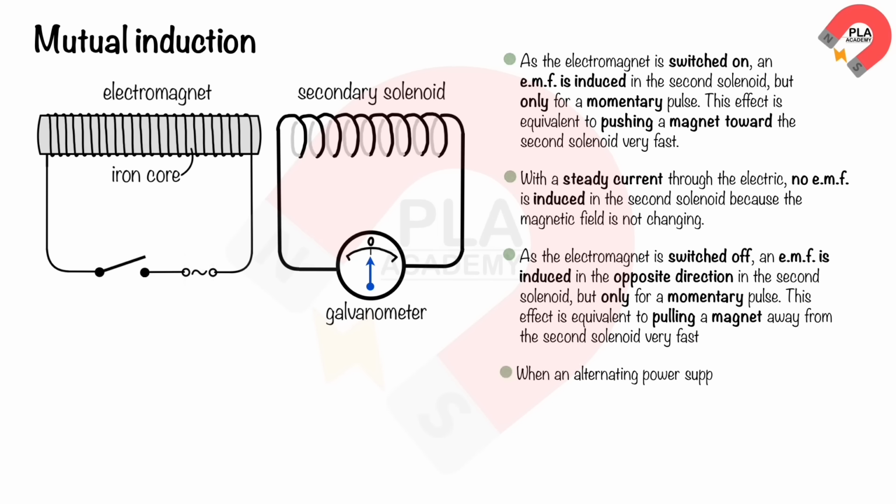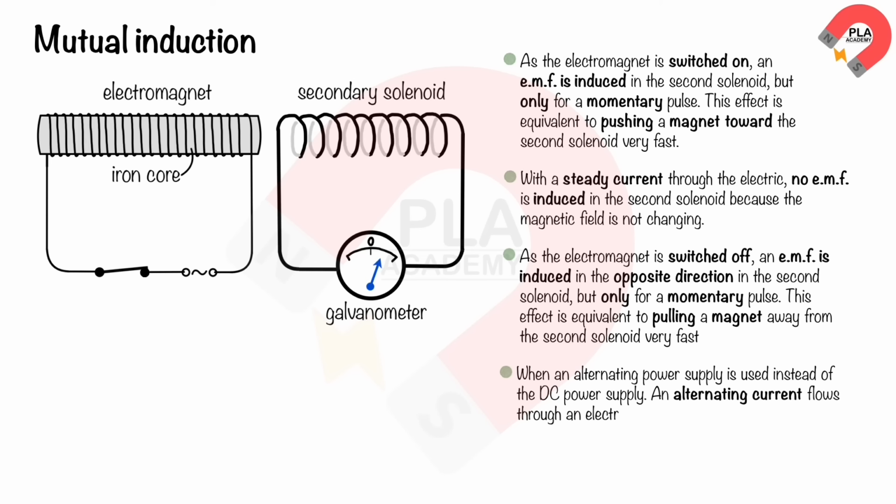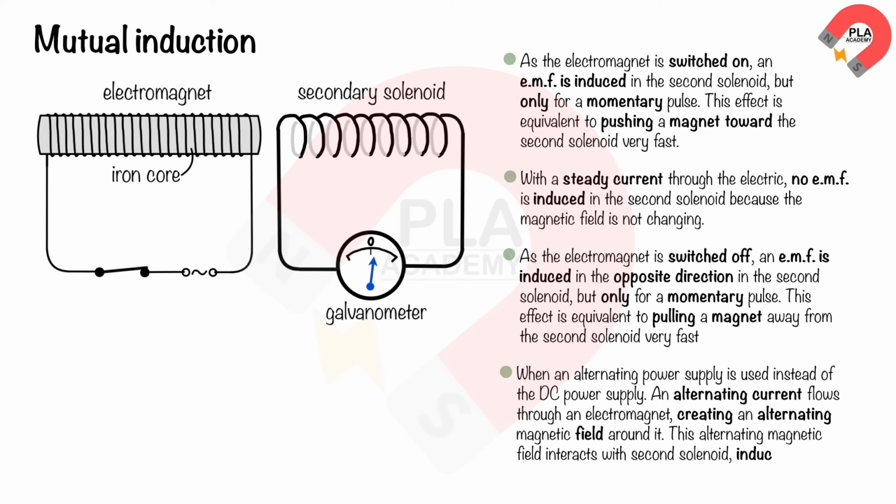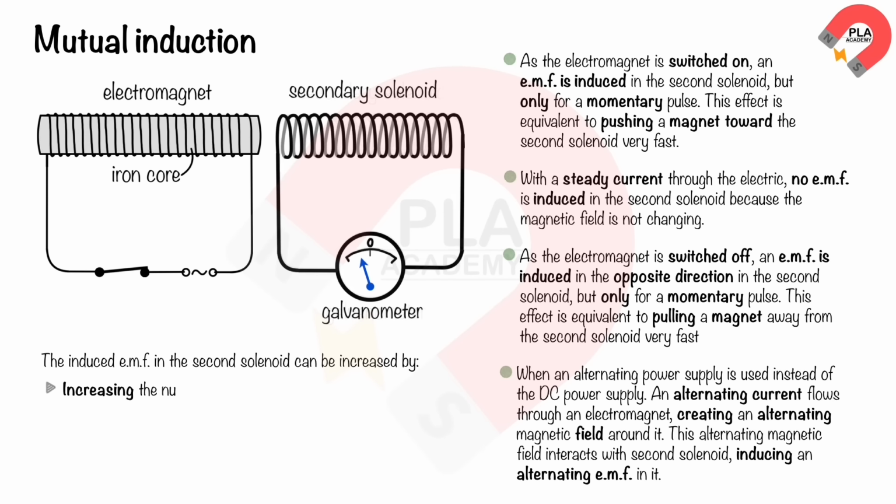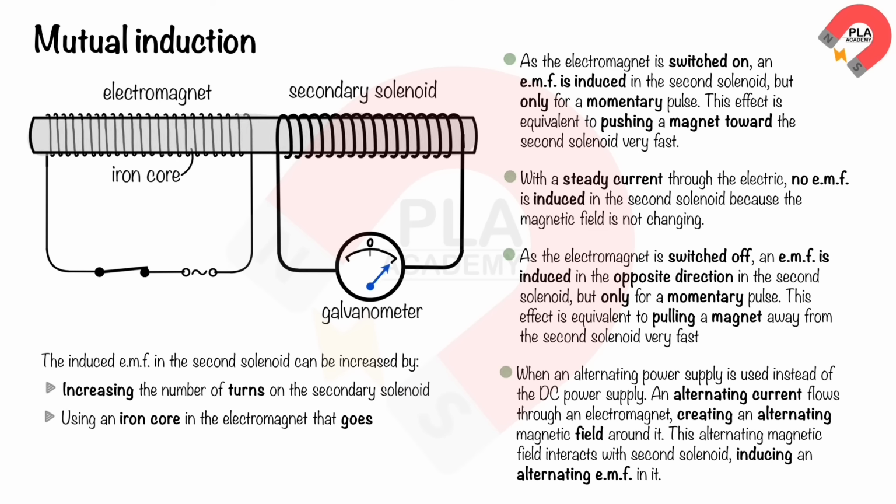When an alternating power supply is used instead of the DC power supply, an alternating current flows through an electromagnet, creating an alternating magnetic field around it. This alternating magnetic field interacts with the second solenoid, inducing an alternating EMF in it. The induced EMF in the second solenoid can be increased by increasing the number of turns on the secondary solenoid, and by using an iron core in the electromagnet that goes right through the secondary solenoid. This principle is applied in transformers, where the mutual inductance between two coils allows for the efficient transfer of electrical energy between them.